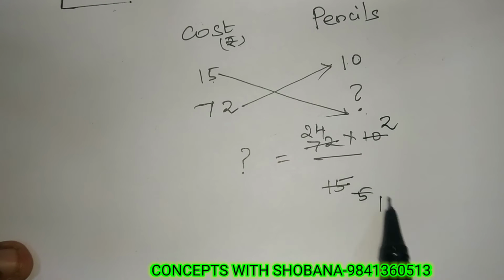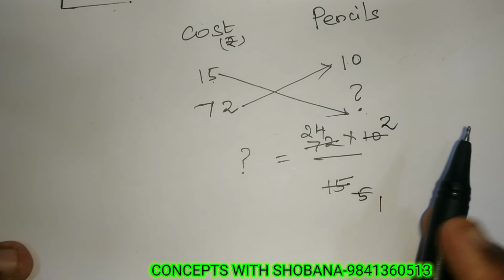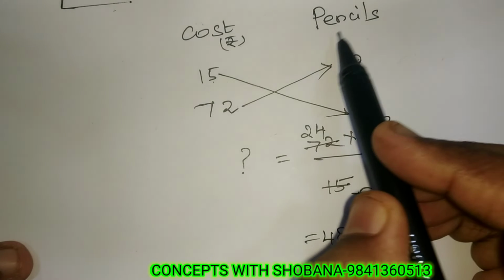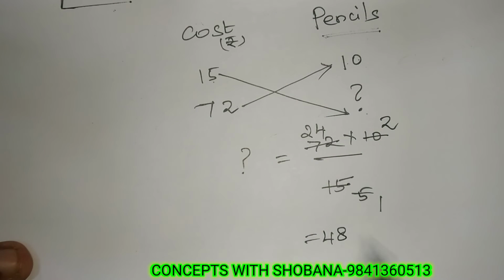So nothing in the denominator to cancel, so this is the final answer. So 24 into 2, which is 48. Where is the question mark? It is in pencils, so you need not write any unit over here. So question mark is equal to 48.